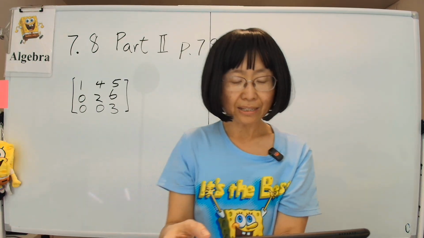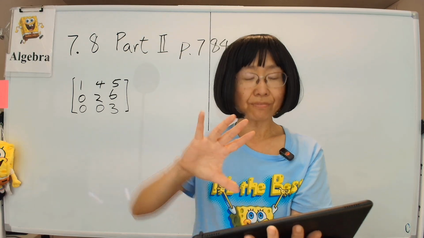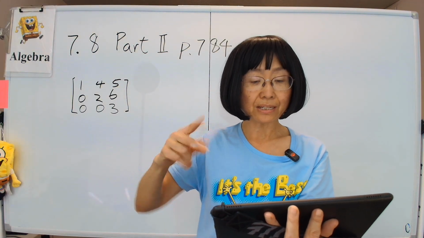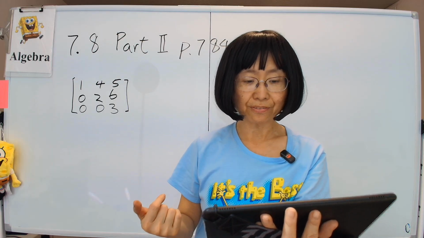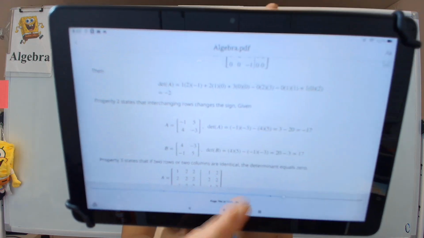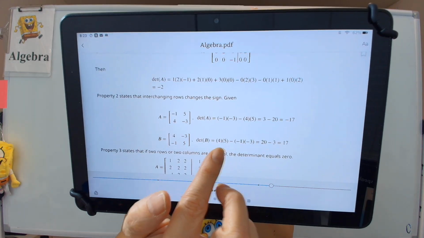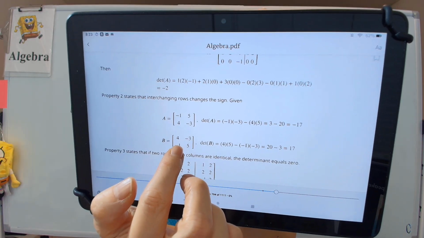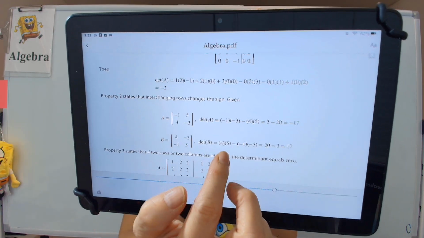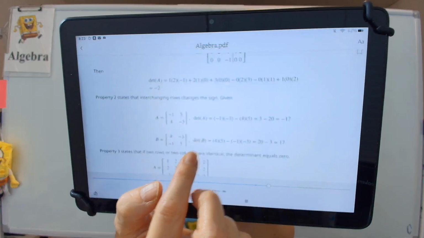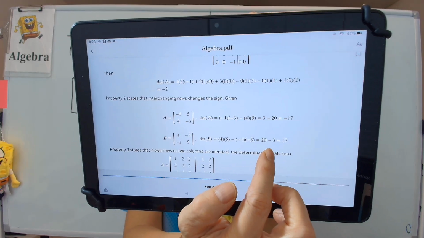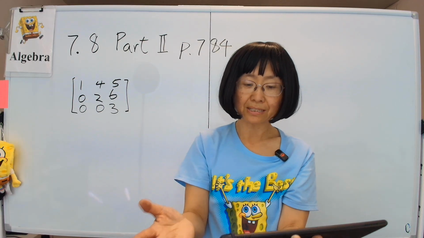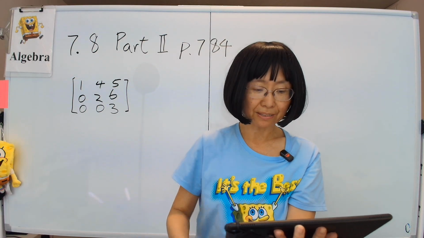This is example 7, and please confirm this yourself. Property 2 says if you interchange rows of a matrix, then you change the sign of the determinant. As an example here, please do this yourself as well. There are two matrices. The only difference is their rows got interchanged. So calculate the determinant of each to see what the difference is. Let's see. Yeah, see, one is negative 17 and one is just 17.